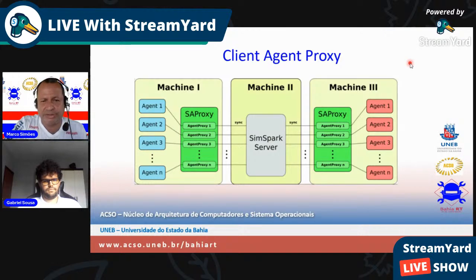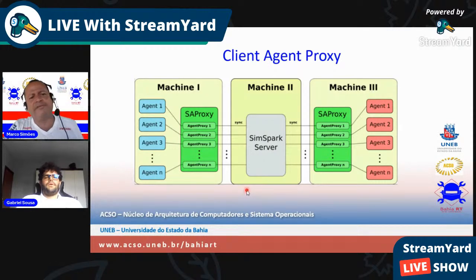We are almost finished with the concepts. Another concept that I have mentioned before is the client agent proxy. It was a contribution by team Magmuffenberg to avoid problems with network latency and problems with agents that forget to send a sync effector when you are using the sync mode, as we use in the official competitions.